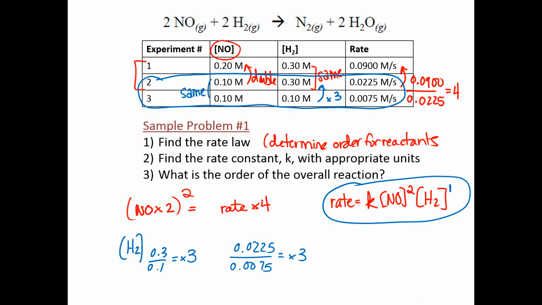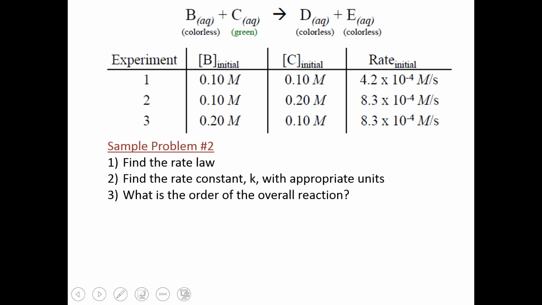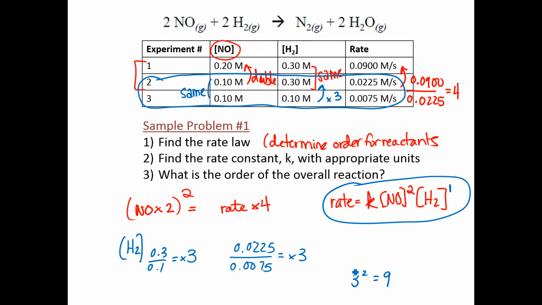And again, if I think through my possibilities here with hydrogen, if hydrogen were 0th order, then the rate would remain the same in experiments 2 and 3. If hydrogen were second order, then my rate would go up by 9-fold. Neither one of those things happened, so it turns out that it is actually first order. So if I triple the concentration, it triples the rate.